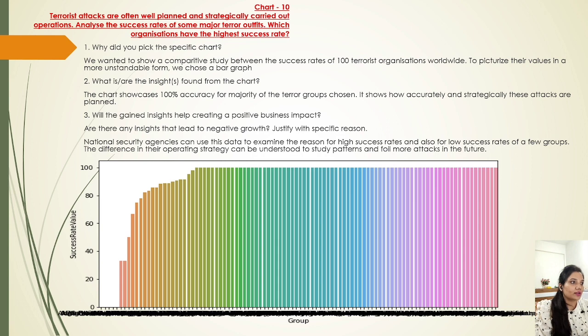The chart showcases 100% accuracy for the majority of the terror groups chosen. It shows how accurately and strategically these attacks are planned.